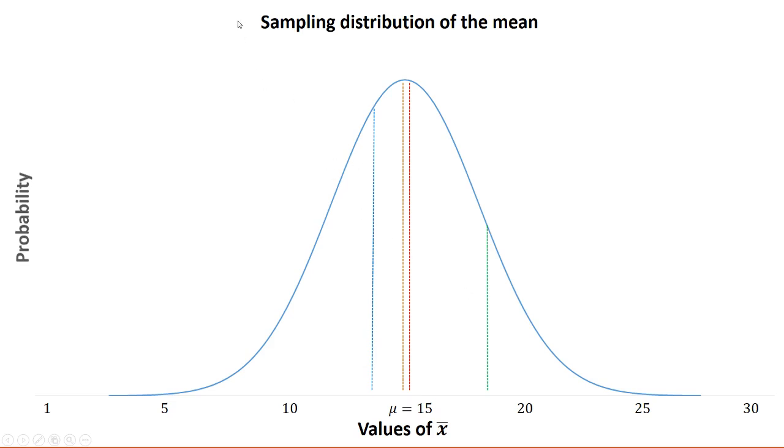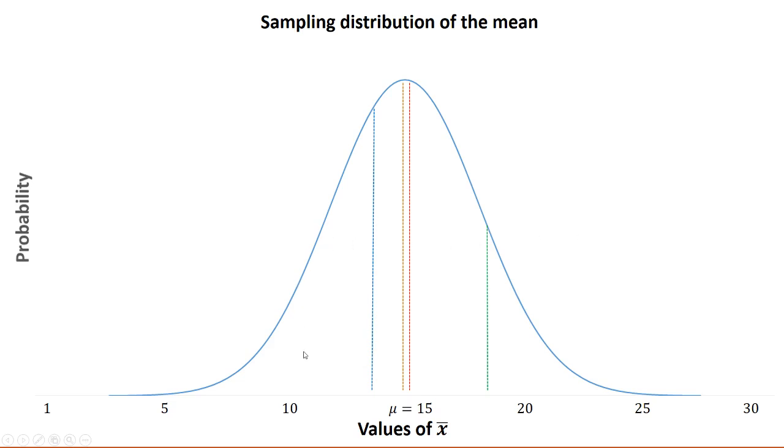So this is the sampling distribution of the mean. This is a very important concept. We're going to use this when we're looking at hypothesis testing next week, and in the next lecture, and we're going to use hypothesis testing all the time when we do regressions.